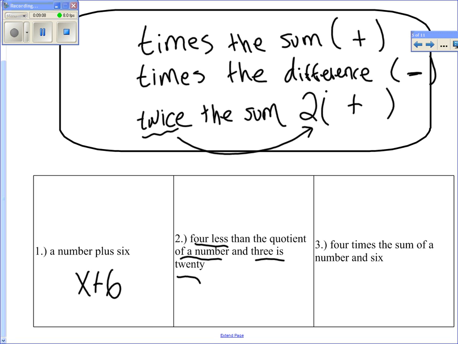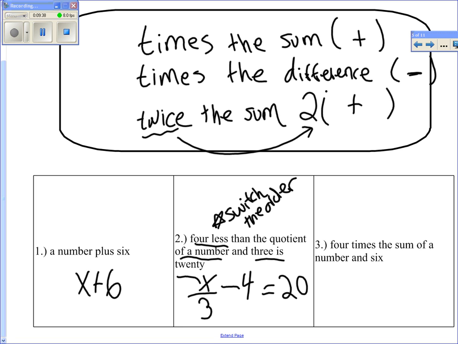So we have our less than, so I'm going to star that and just write that. Remember, we need to switch the order. So I don't want anyone to write 4 minus. Instead, it's going to be minus 4. Now we have a quotient of a number and 3. So here's our quotient rule. Because a number is written first, that's actually going to be placed on the top. And then a number and 3. And then we have the is equals 20. So that says 4 less than the quotient of a number and 3 is 20.